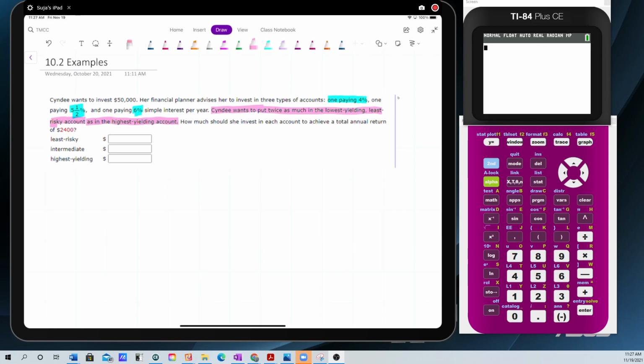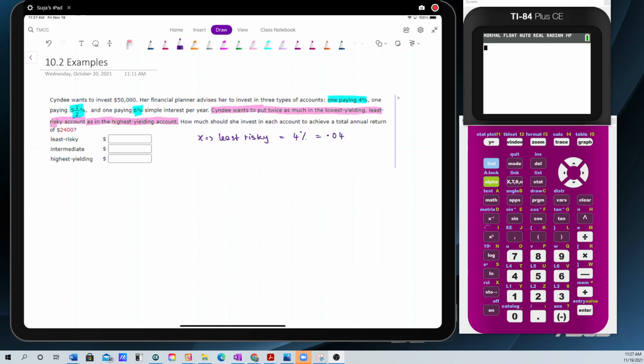risky ones. So if you look at the interest rates, putting at a lower interest rate is considered a least risky account. So I would say let X be the least risky account, and the interest rate for this is going to be 4%. So when it goes in the formula, it's going to go as 0.04.